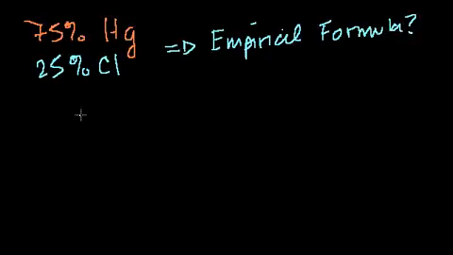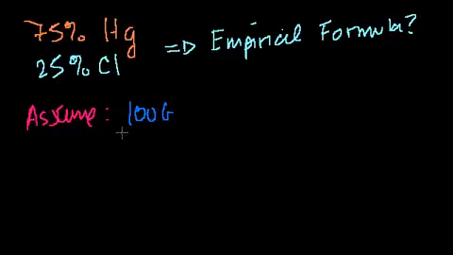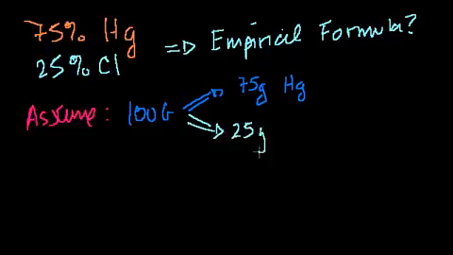The way to think about this is to assume that you have 100 grams of this stuff. The reason I'm picking 100 is because 100 is a useful number to deal with. If you have 100 grams, how many grams of mercury do you have? Well, you have 75% of that, so 75 grams of mercury, Hg, and 25 grams of chlorine. You might be saying, where did you get these numbers from? I got them because I assumed 100 grams. I could have assumed 112 grams or 7 grams, but those would have been harder numbers to work with.